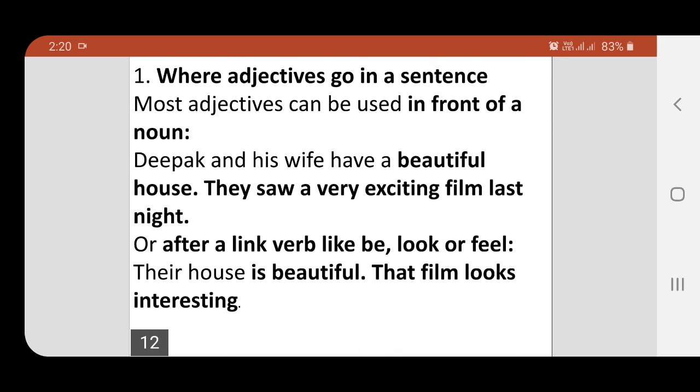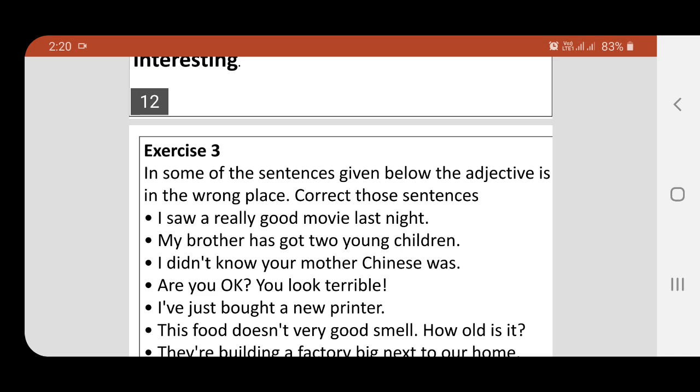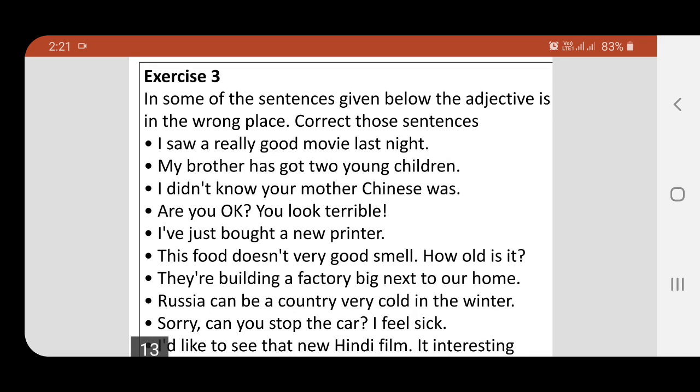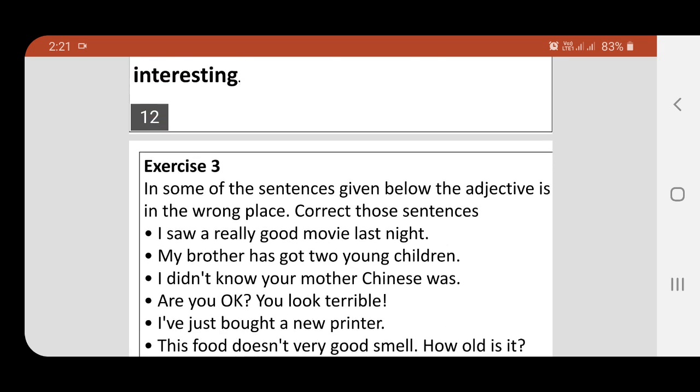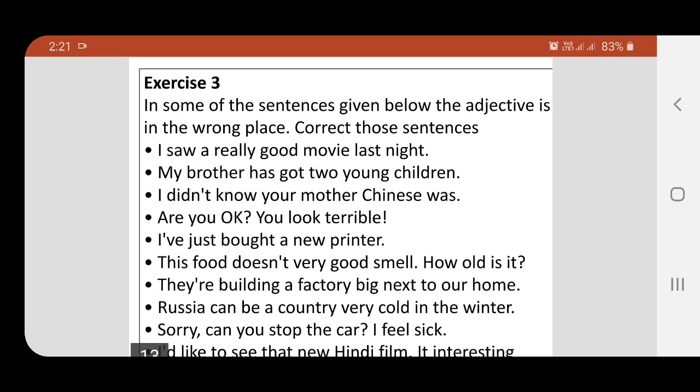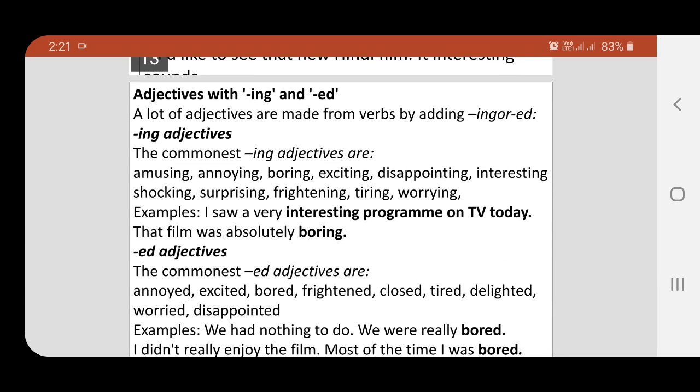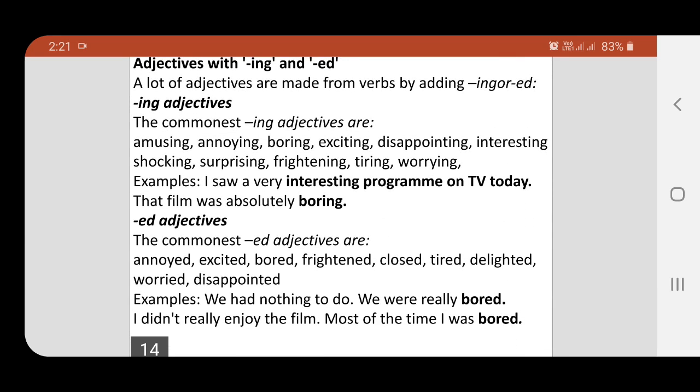Based on this, we had some exercises. That is your exercise 3. You are supposed to correct the sentences because some of the adjectives are used in the wrong place. You might have done it, I hope.